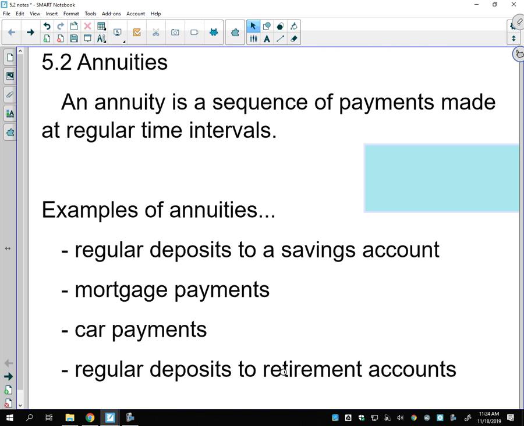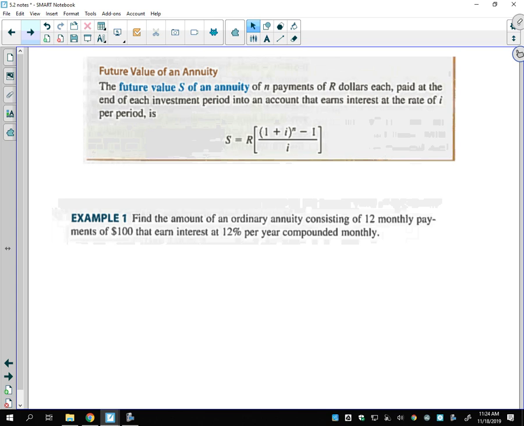Also, a lot of people have retirement accounts like a 401k, or as a teacher I have a 403b, and I have regular deposits that get put in every paycheck or every month or every quarter. Those are annuities. And so there are two formulas here. One of them is called future value of an annuity, and one is called present value. I'm not going to make you memorize these, but you just have to know when to use them, okay?